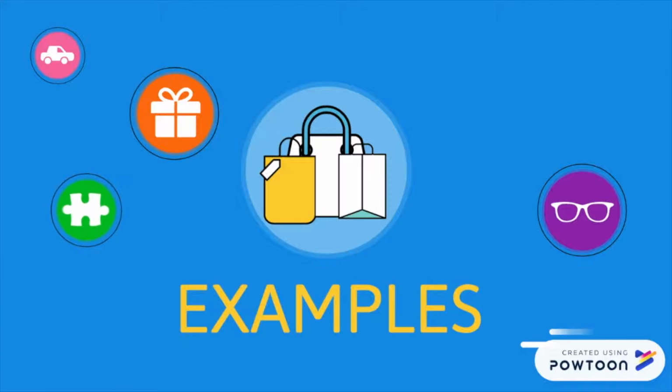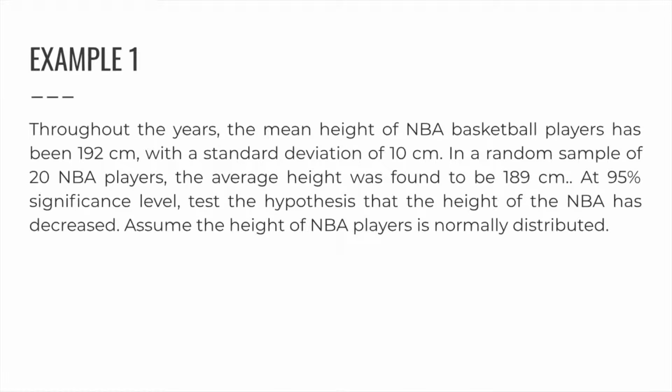Examples. Example number 1. Throughout the years, the mean height of NBA basketball players has been 192 centimeters, with a standard deviation of 10 centimeters. In a random sample of 20 NBA players, the average height was found to be 189 centimeters. At 95% significance level, test the hypothesis that the height of the NBA players has decreased. Assume the height of NBA players is normally distributed.